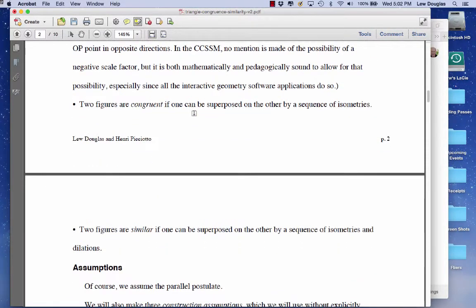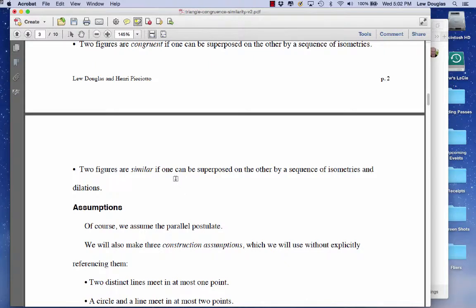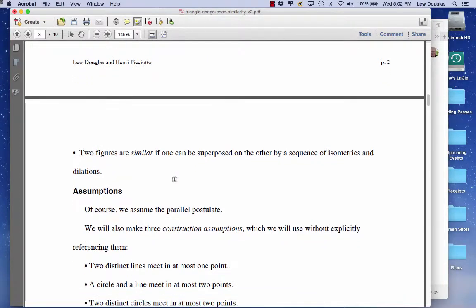We also define congruence now: two figures are congruent if one can map to the other by a sequence of isometries, and they're similar if they can be mapped by a sequence of isometries and dilations. In fact, we probably only need one dilation, and we can probably have it at the beginning or at the end, or specify its position. But I haven't proved that, but that's probably true.